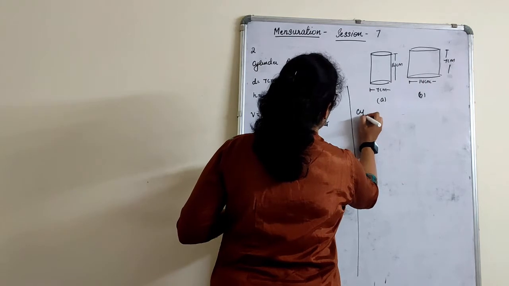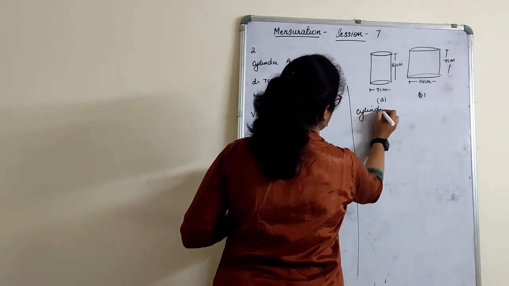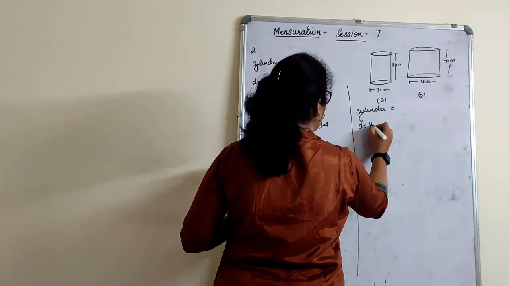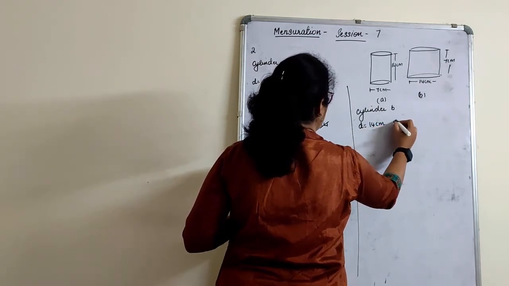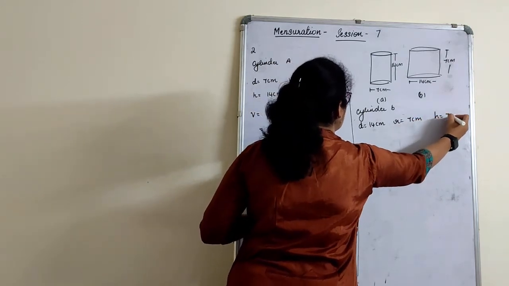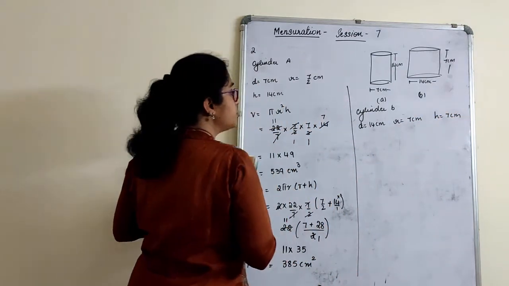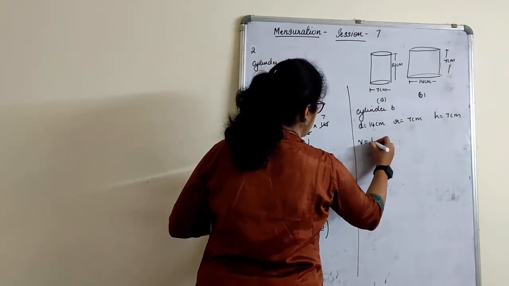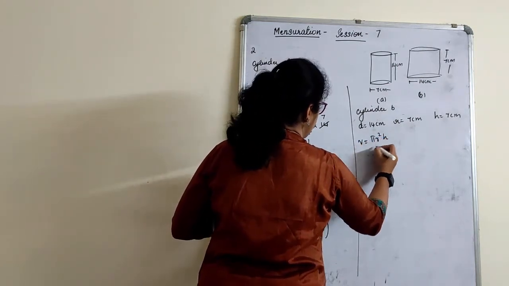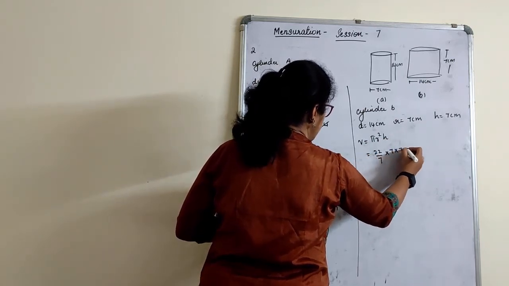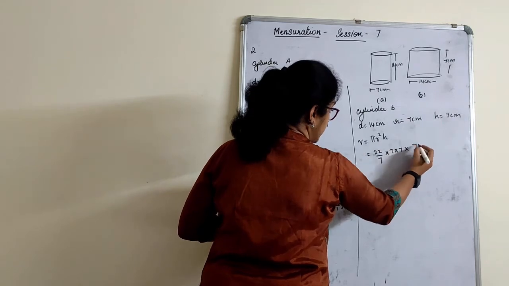For cylinder B, what is the diameter? 14 centimeter. Therefore, radius will be 7 centimeter. Height is equal to 7 centimeter. 14 by 2, 7. So, let's find out. Volume is equal to pi r square h. So, 22 by 7 into 7 into 7, r square, into 7.